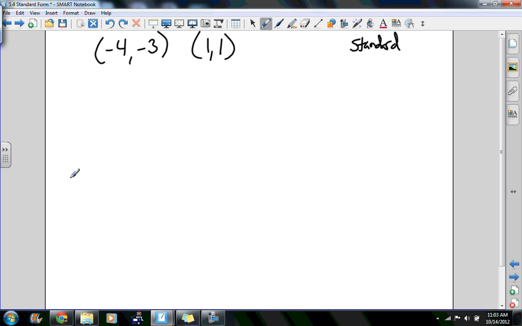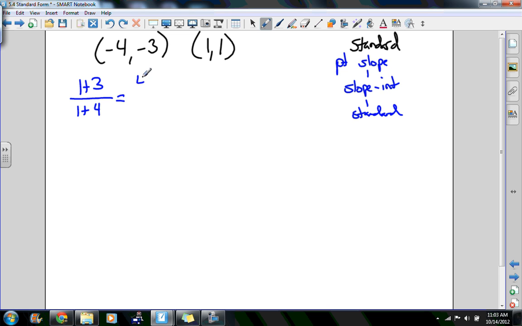Now, to take it one step further, we want to get to standard form, but we have to go through all 3 steps, meaning we need to start in point slope, then we need to go to slope-intercept, and then from there we can go to standard. It seems like a long path, but we can do it. So I need to find the slope first, so I'm going to go 1 plus 3 over 1 plus 4, and that'll give me 4 over 5.